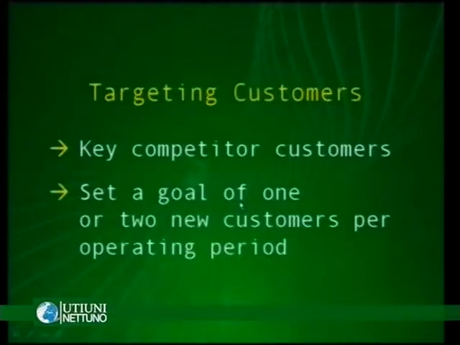The next one then is set a goal of 1 or 2 new customers per operating period. So again, we'll say per month. 2 new customers a month. If you have 50 customers or 100 customers, getting 2 a month would be absolutely fantastic. That would be a great achievement. So it depends on the number of customers you have.